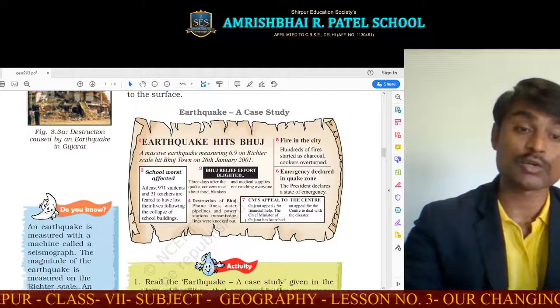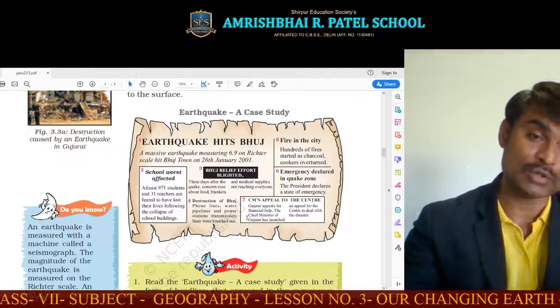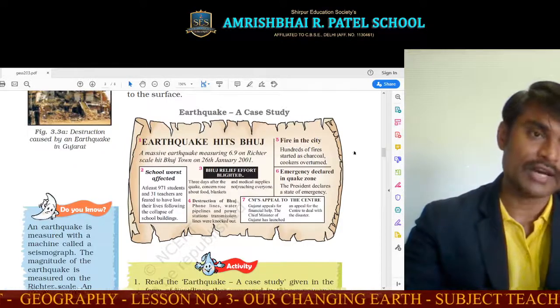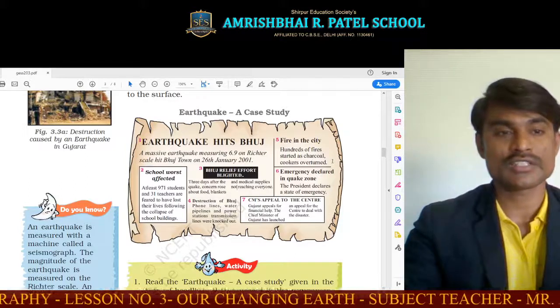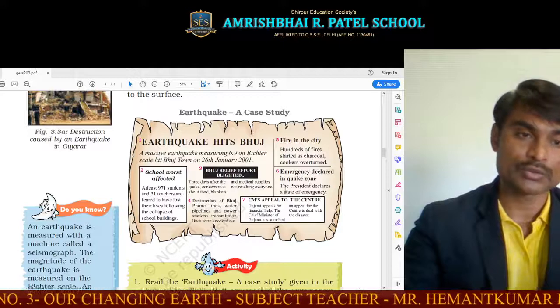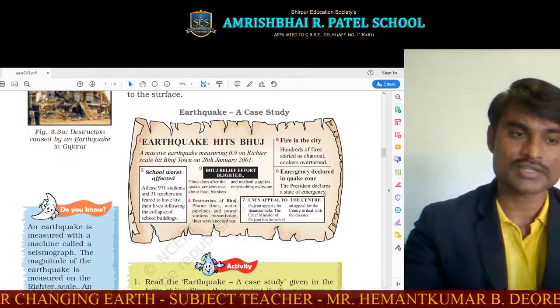Transmission lines were knocked out. See, many things: phone lines, water pipelines, power stations. Everything was destroyed. Fire in the city. Hundreds of fires started as charcoal cookers overturned. Emergency declared in earthquake zone. So here the president declares the state of emergency.